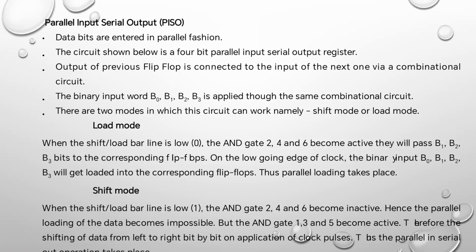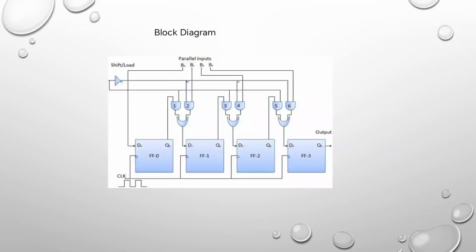Shift mode. When the shift or load bar line is high, the AND gates 2, 4, 6 become inactive. Hence, the parallel loading of the data becomes impossible, but AND gates 1, 3, 5 become active. Therefore, the data shifts from left to right bit by bit on application of clock pulses. This is a block diagram where we give the parallel inputs and then receive the outputs serially.